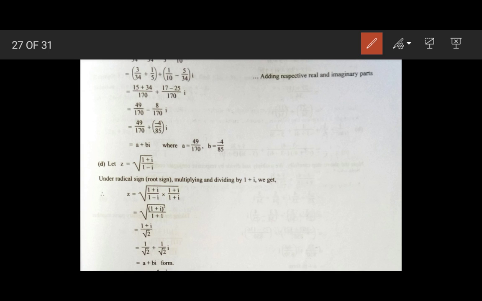Okay. So here again I am going to do the division method. So I am multiplying numerator and denominator with 1 plus i. Okay, so by multiplying with 1 plus i, what I am getting? Numerator as 1 plus i whole square and denominator will be 1 square minus i square. Okay, so I will get 1 upon root 2 plus 1 upon root 2 i, which is in the form of a plus bi, where A is 1 upon root 2 and B is also 1 upon root 2. Okay.